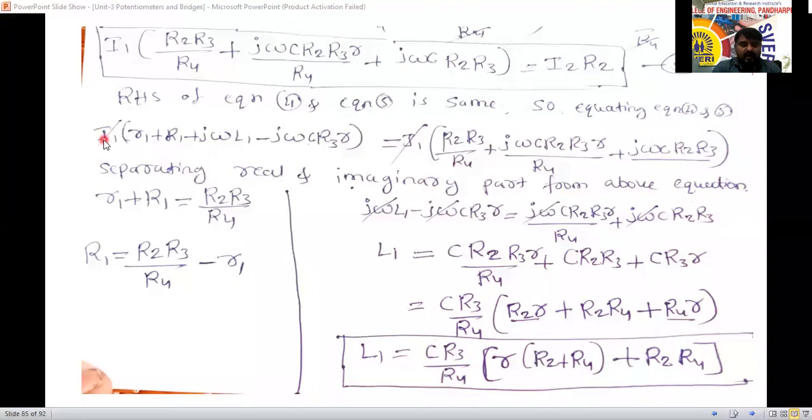Equation number 4 LHS is I1 into small r1 plus capital R1 plus j omega L1 minus j omega C R3 into small r, equal to equation number 5 LHS, which is I1 into R2 by R3 plus j omega C R2 R3 into R divided by R4 plus j omega C R2 R3. Here I1 is there, and here also I1 is there. I1 is on both sides, so that I1 will get cancelled.